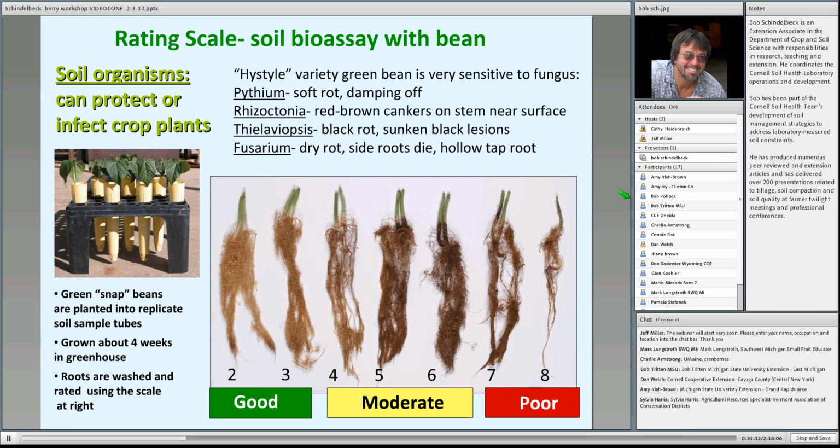Growers typically don't buy this variety anymore because it is so sensitive, but we can use that to our advantage to see what's in the soil and how our management has affected some of these less desirable players like Pythium and Fusarium in particular.